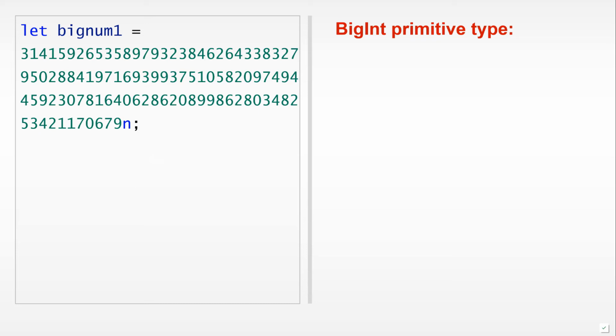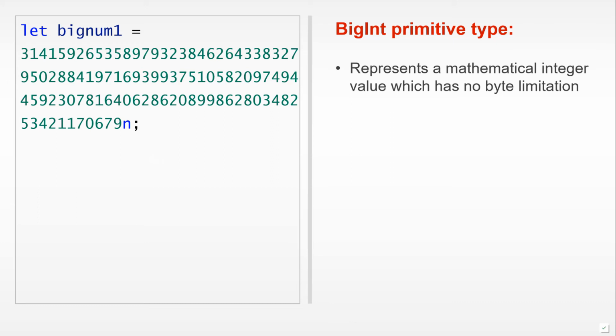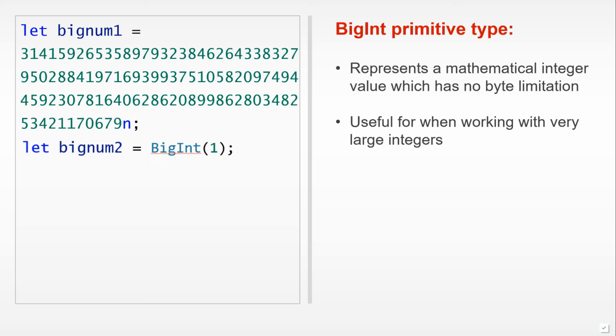They require integers. So what we can do with this number type is represent mathematical integer values with no byte limitation. So we are not running out of space to record a number. And this number type is very useful if we are working with very large integer numbers. There are two ways to in fact define a BigInt number. One of them is what we just saw with adding an n to a number. The other one is by invoking the BigInt object as a function, where in this case we would place the number inside of the brackets.